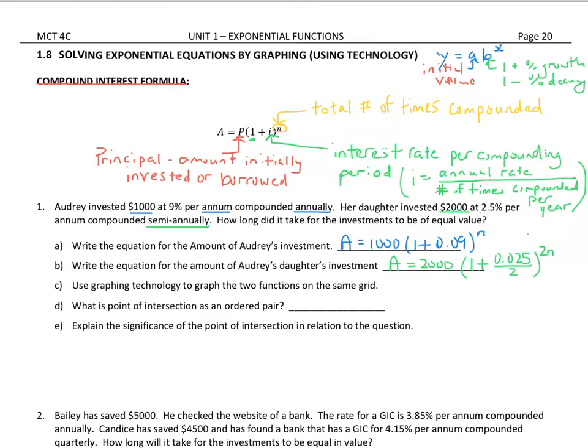Now, what we're going to do is use our Desmos here. We're going to put these into Desmos. The A is like the Y, and your N is like the X. Put those into Desmos. So Y1 would equal 1,000, bracket 1 plus 0.09 to the exponent of X, and then do a second equation of Y equals 2,000, 1 plus 0.025 divided by 2 to the exponent 2n, and find where the intersection point is.